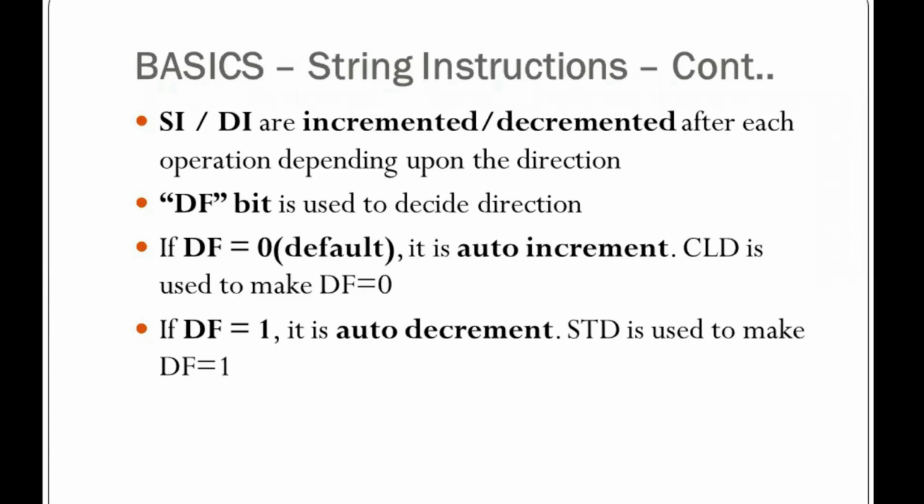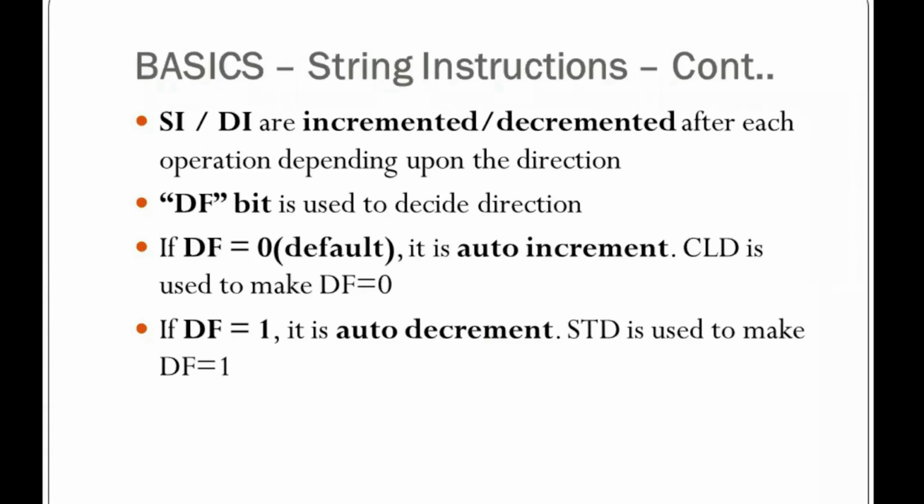In case you want a reverse direction: as long as DF equals 0, you are moving forward. That means if the string is ABC, then you will be reading it as ABC. No problem at all. In case you want to read it in reverse, like CBA, then you have to make DF equals 1. Then your offset will automatically be decremented, and you will be going in the reverse direction. That means we will start reading the string as CBA.